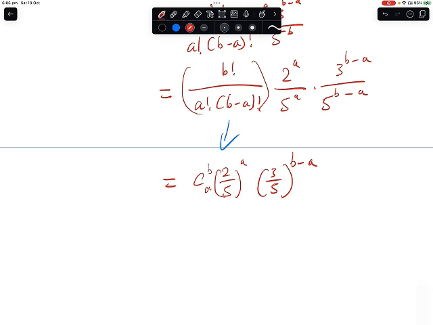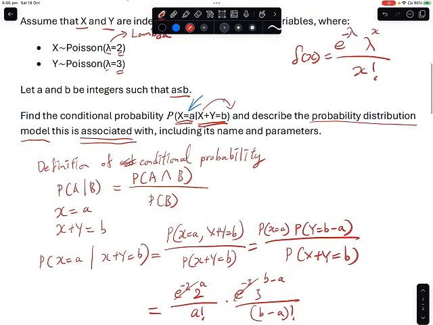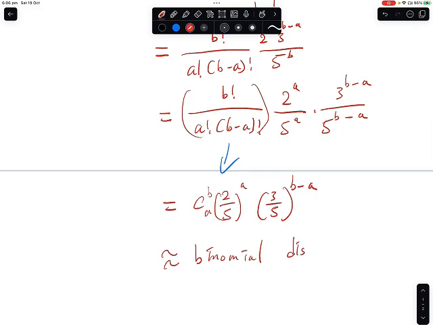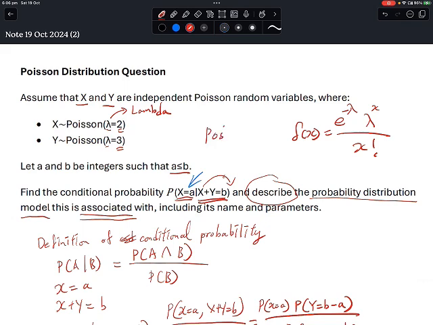You find that this equation is very similar to the binomial distribution. Because the question is to describe the probability distribution, it is a binomial distribution. It is very similar to this Poisson distribution formula form.